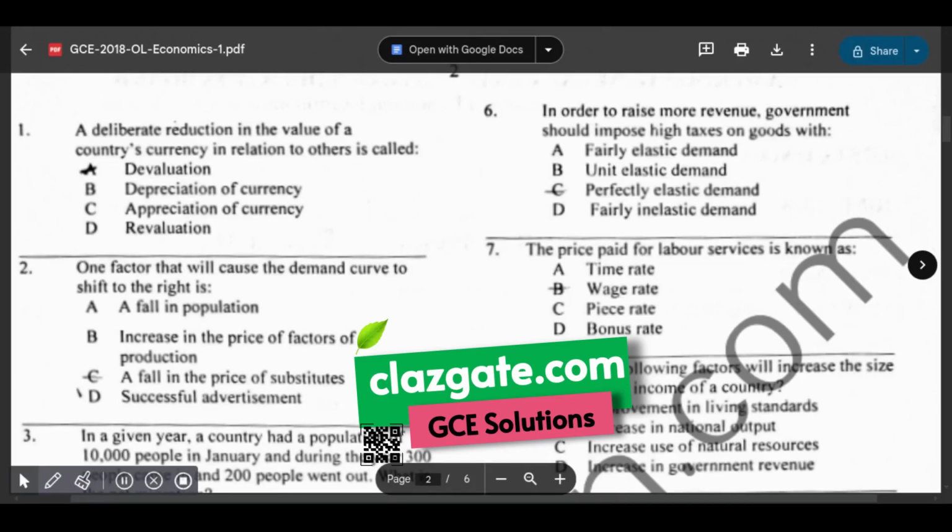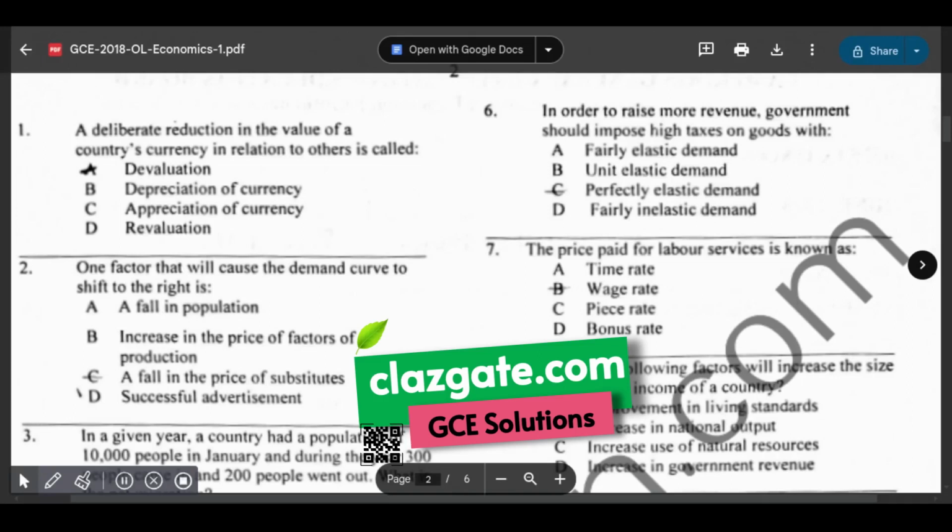And I'll tell you why, because A is wrong. This is why A is wrong. It will lead to a decrease in demand because the population has shifted to the left. And then B is wrong because an increase in the price of factors of production will increase the cost of production of the good, potentially leading to higher prices and potentially shifting the demand curve to the left. And then fall in the price of substitutes: if substitutes become cheaper, consumers might switch to those instead, decreasing demand for the original good and shifting the curve to the left.